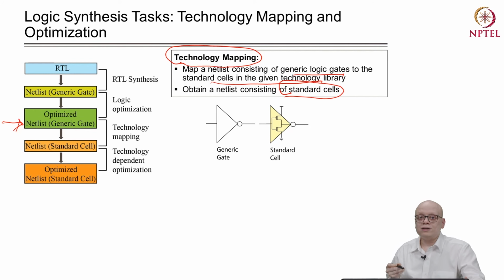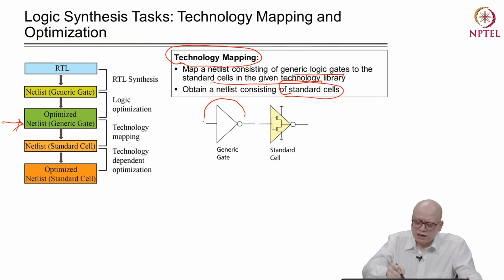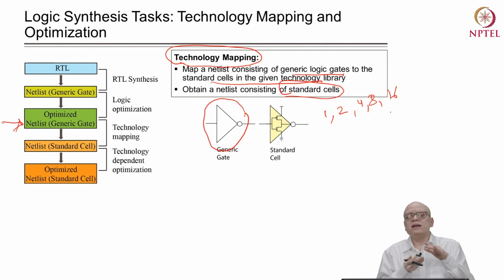Now this is not a very easy task, it is a challenging task, because if we consider, say, a generic gate in terms of an inverter, right? In the technology library, we'll have multiple implementations of an inverter, for example of size 1, 2, 4, 8, 16 and so on. I mean to say, the size of the inverters, right?